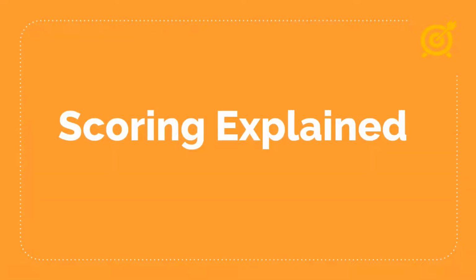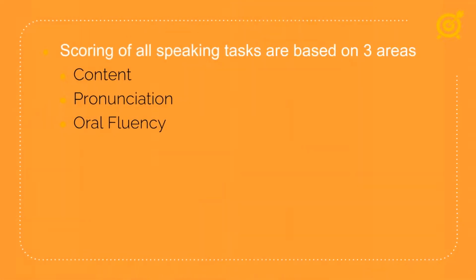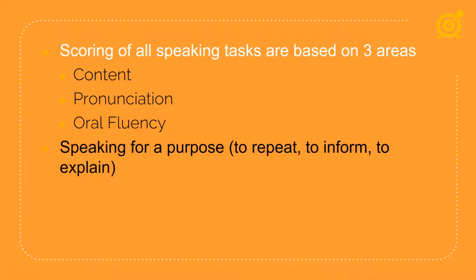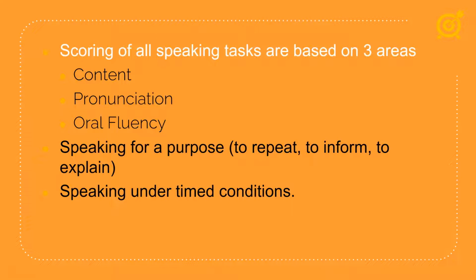Scoring. Okay, let's now look into how this question is scored in detail. There are 3 areas that you are scored in this task: content, pronunciation, and oral fluency. You have to speak for a purpose as if you are repeating or informing or explaining to someone, and you are speaking under time conditions. So let's start with the first one, which is content.